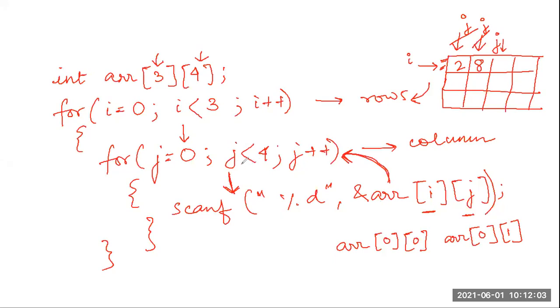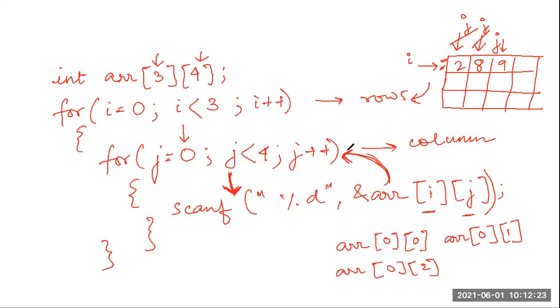Again, it is saying 2. 2 is less than 4. Yes, true. If it is true, go to the inner scanf. Scanf is array position ij. i is 0, j is 2. So at array 0,2 we have to put some element. Suppose here I put 9.